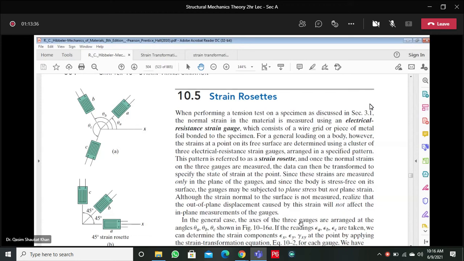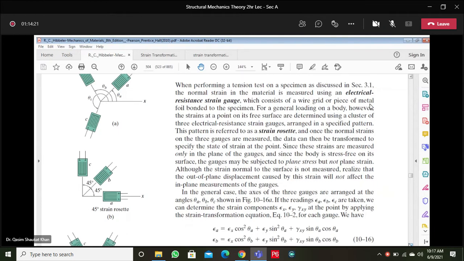Now see this, in the general case, the axes of the three strain gauges are arranged at the angles theta A, theta B, theta C, with reference to the positive x-axis. We will move in the counterclockwise direction. Counterclockwise is positive: theta A, theta B, theta C. If the readings of the strain gauges are epsilon A, epsilon B, and epsilon C, we can determine the strain components epsilon X, epsilon Y, gamma XY at the point by applying the strain transformation equation.